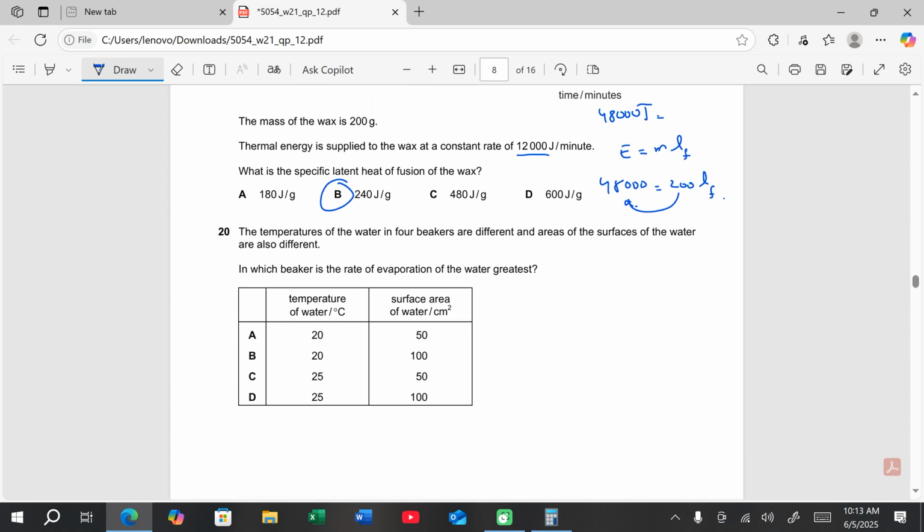The temperature of the four beakers are different, and areas of the surfaces of water are also different. Which beaker is the rate of evaporation of the water greatest? Surface area has to be greatest, and the temperature also has to be greater.